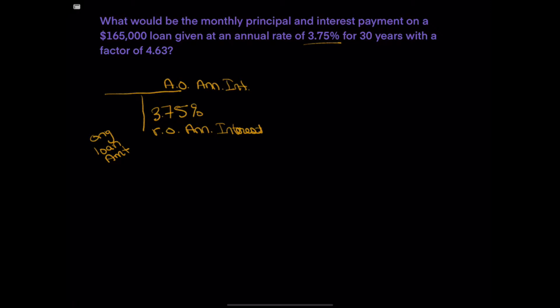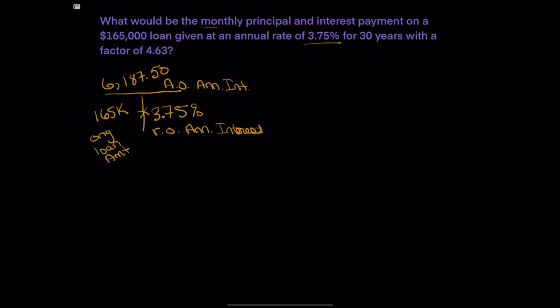Okay, now that I've labeled my T-bar, let's go ahead and fill in the blanks. Well, we know our rate. We know our original loan amount is $165,000. So when I multiply, I find my annual interest to be $6,187.50. Now I found that, but that's not what we're looking for.